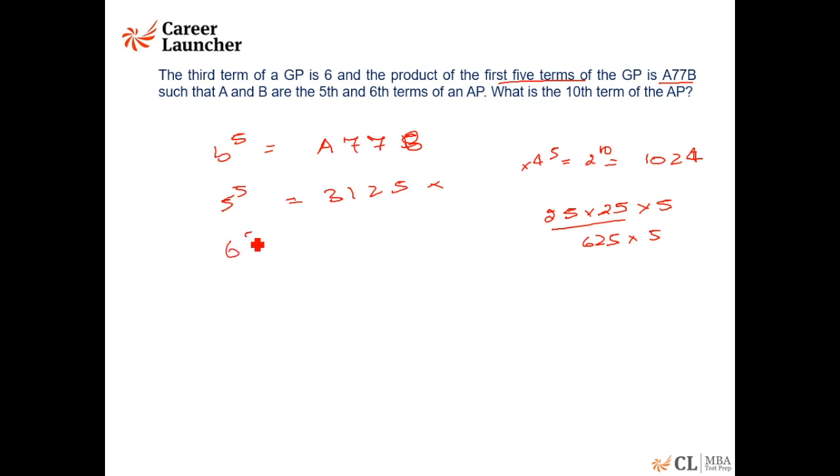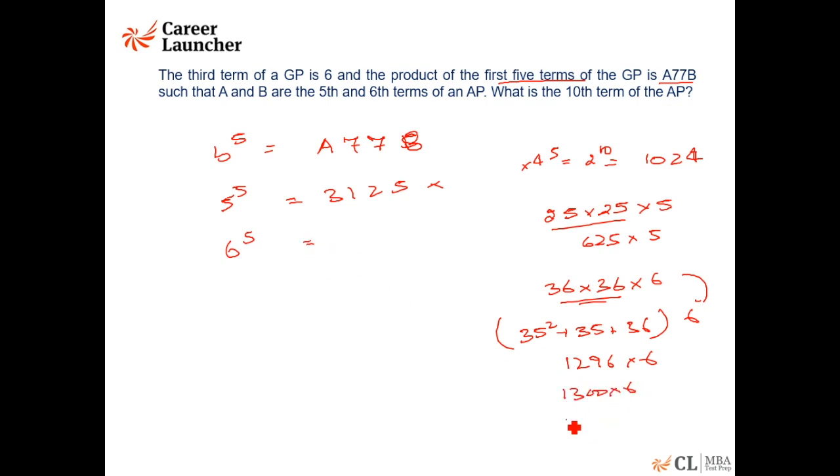Yeah. What about 6 to power 5? 6 to power 5 again is 36 into 36 into 6. And what is 36 square? If you remember your Vedic math, 36 square will be 35 square plus 35 plus 36. Okay. Obviously, this needs to be done into 6 to get this particular value. So what is 35 square? 1225 plus 71, 1296 into 6. So what will be 6 to power 5? Multiply. It is 1300 into 6 minus 4 into 6. 13 into 6 is going to be 78. So 7800 minus 24 is 7776. This fits in with the schema we are looking at.